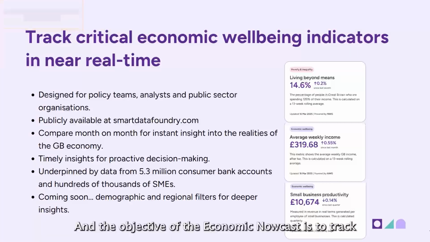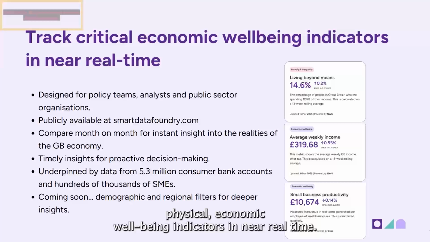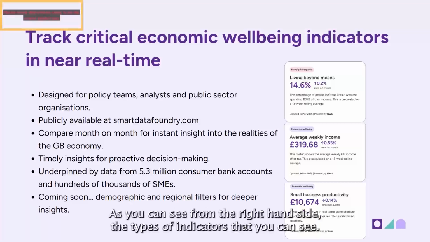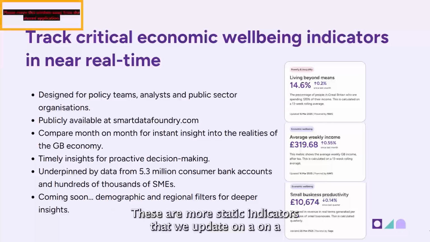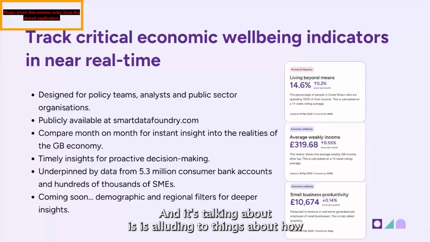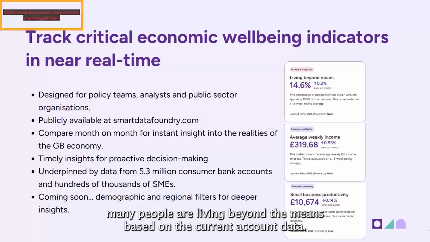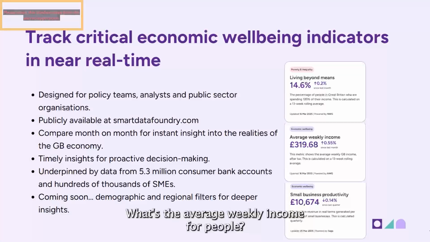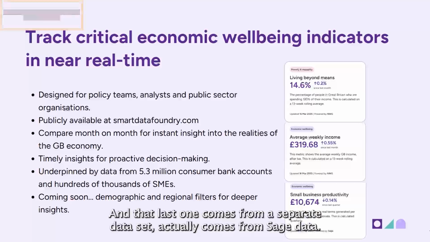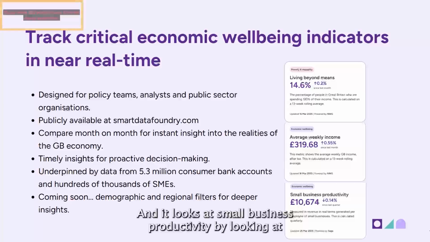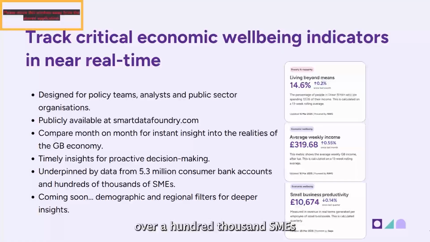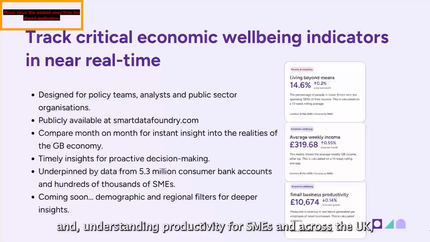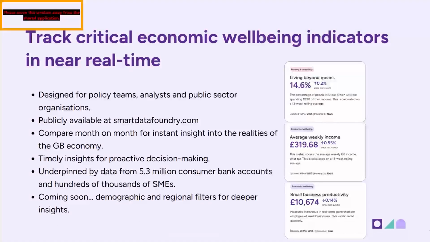And the objective of the Economic Nowcast is to track critical economic well-being indicators in near real time. As you can see from the right-hand side, the types of indicators that you can see. These are more static indicators that we update on, I believe, a quarterly basis. It's alluding to things like how many people are living beyond their means based on the current account data, what's the average weekly income for people, and that last one comes from a separate data set, actually from Sage data, and it looks at small business productivity by looking at hundreds of thousands of SMEs and understanding productivity for SMEs across the UK.